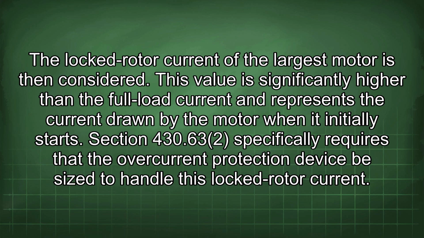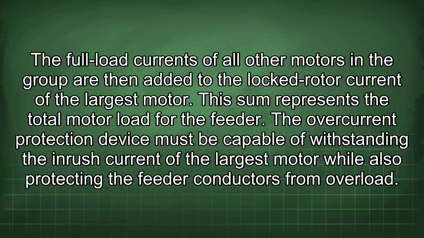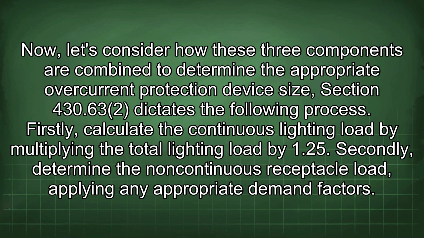Section 430.63 specifically requires that the overcurrent protection device be sized to handle this locked-rotor current. The full load currents of all other motors in the group are then added to the locked-rotor current of the largest motor. This sum represents the total motor load for the feeder. The overcurrent protection device must be capable of withstanding the inrush current of the largest motor while also protecting the feeder conductors from overload. Now, let's consider how these three components are combined to determine the appropriate overcurrent protection device size.